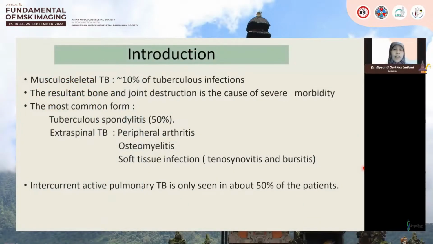Musculoskeletal tuberculosis accounts for approximately 10% of tuberculosis infection. The resultant bone and joint destruction is the cause of severe morbidity. The most common form of musculoskeletal tuberculosis is tuberculous spondylitis, which reaches almost 50% of the cases, and the remaining is extraspinal tuberculosis that can manifest as peripheral arthritis, osteomyelitis, or soft tissue infection, including tenosynovitis, bursitis, or myositis. Intercurrent active pulmonary tuberculosis is only seen in about 50% of the patients.